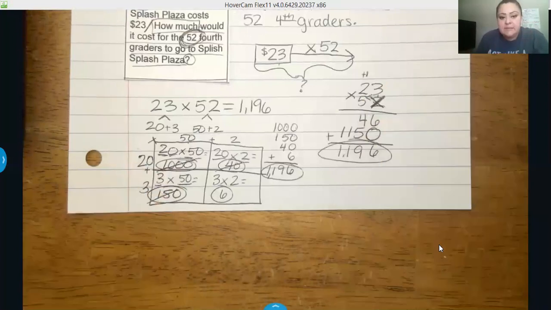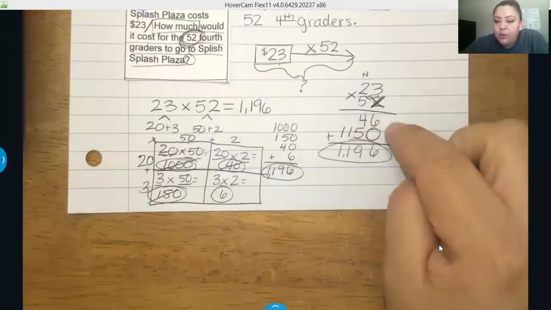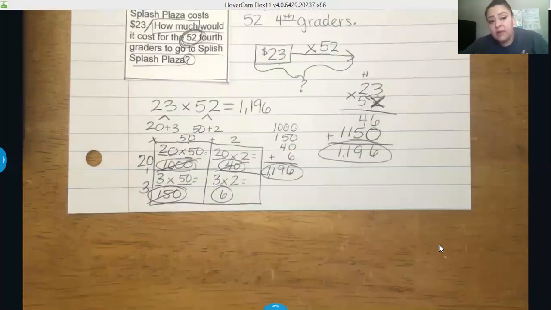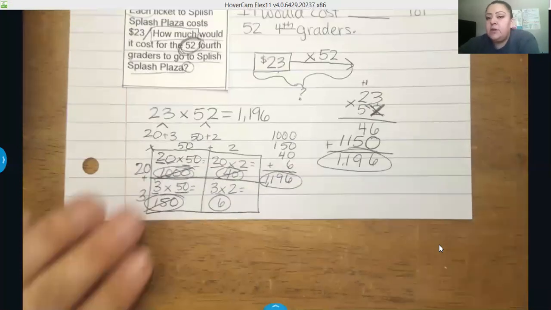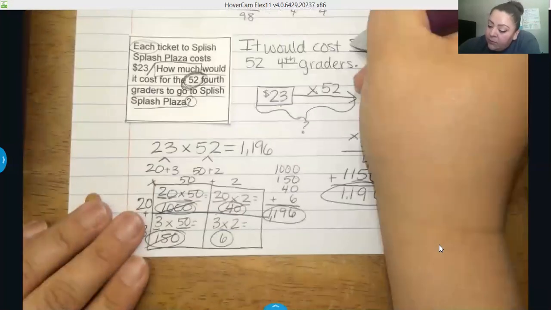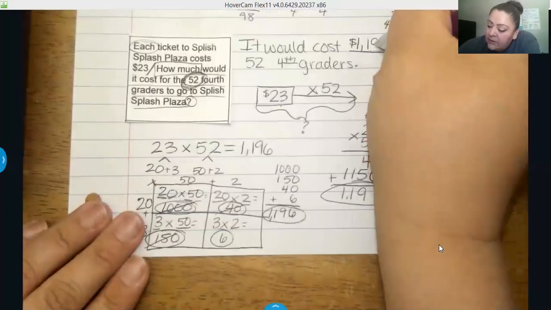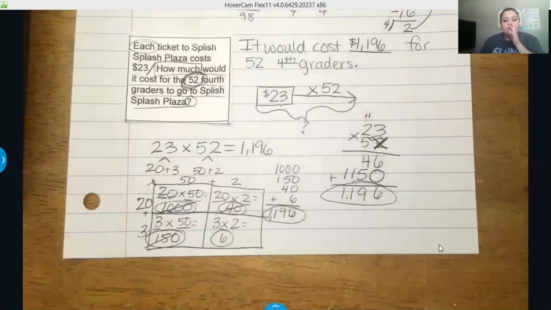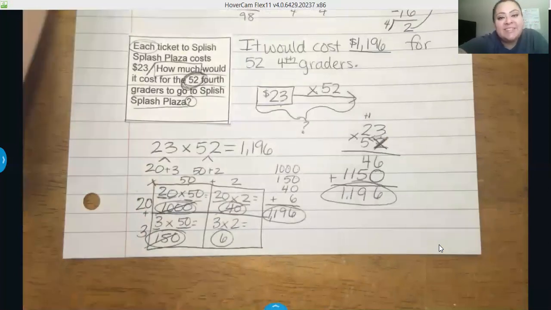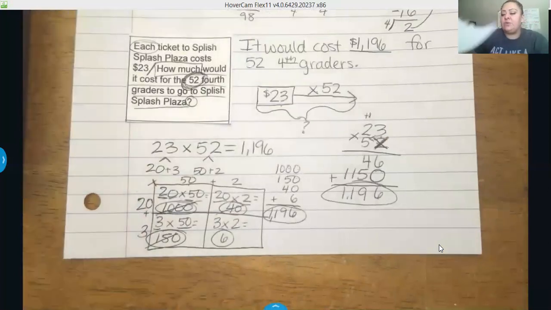The difference is this one we add 2 parts. This one we add 4 parts. The same thing, guys. Do not think that you have to choose one and just do it that way. No, that's not how it goes. So I just found out that it would cost $1,196 for 52 fourth graders. Okay, we're gonna do one last one and then we will be done for the day, guys. Thank you for sticking through.